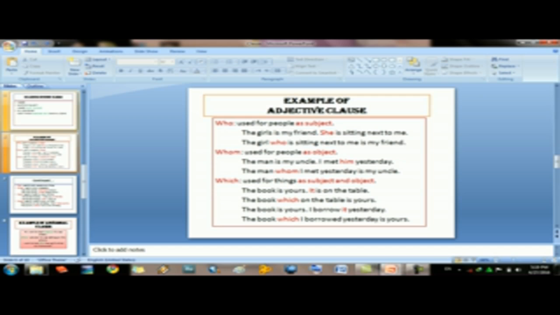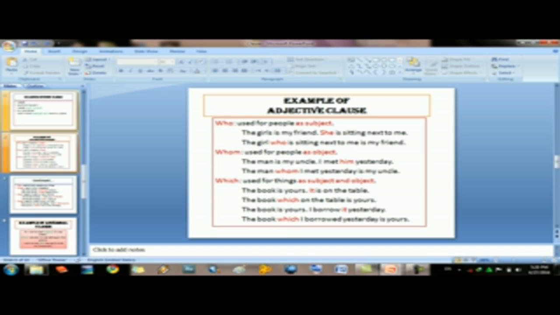Now, this is the example of adjective clause. As we know, in an adjective clause we use connectors like who, used for people as a subject. Remember that who is used for people, a subject. For example: the girl is my friend. She is sitting next to me. She refers to the girl. So the adjective clause is: the girl who is sitting next to me is my friend.